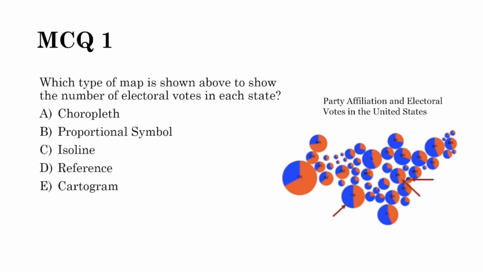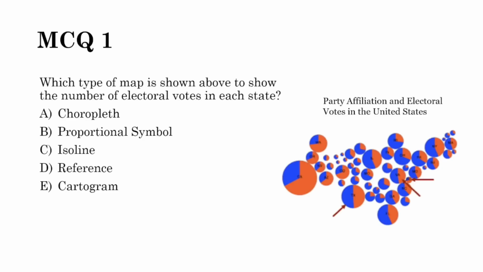MCQ number 1, what type of map is shown to demonstrate the number of electoral votes in each state? So this map actually shows two different things. It shows party affiliation and it shows electoral vote. So it gives us some qualitative data and quantitative data. The quantitative data is the electoral votes. The qualitative data is the party affiliation here. And this question is specifically asking about the electoral votes.